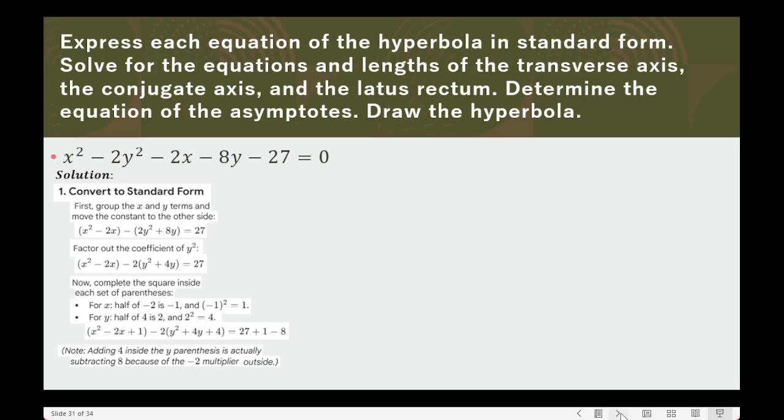Then, at this point, the equation is now quantity x minus 1 squared minus 2 times quantity y plus 2 squared equals 20. So divide both sides of this equation by 20 to set the right side equal to 1. So therefore, the standard form of the equation of this particular hyperbola is x minus 1 squared over 20 minus quantity y plus 2 squared over 10 equals 1.